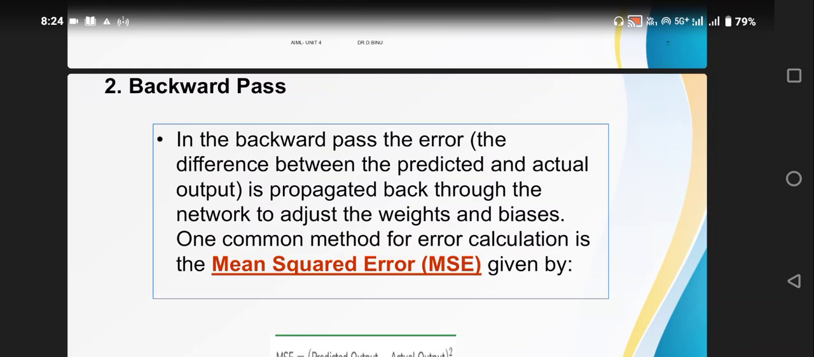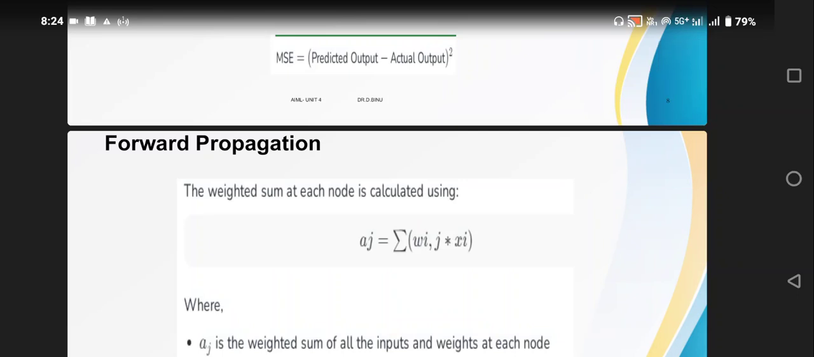One of the common methods for error calculation is mean squared error, that is MSE. The formula for the MSE is the mean of the squares of the differences between the predicted output and the actual output. In forward propagation, the weighted sum at each node is calculated using the formula Aj = summation of Wij * Xi. Here Aj is the weighted sum of all the inputs and weights at each node. Wij represents the weight between the ith input and the jth neuron. Xi represents the value of the ith input.